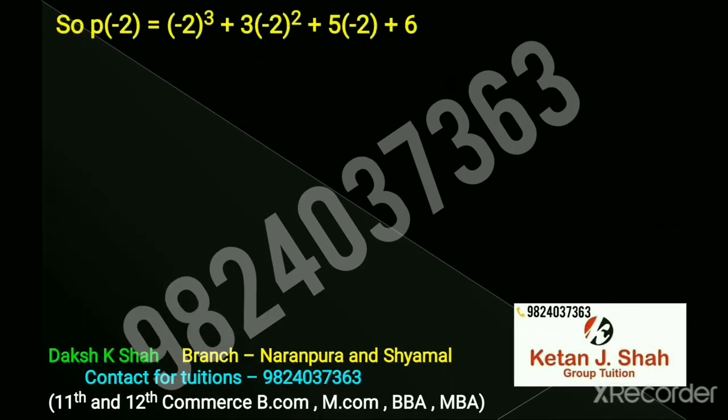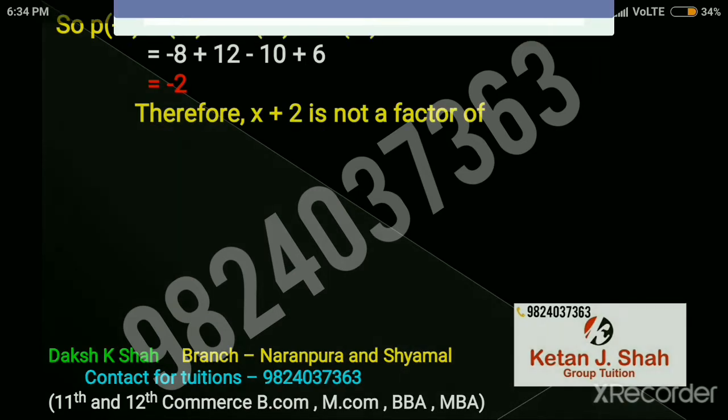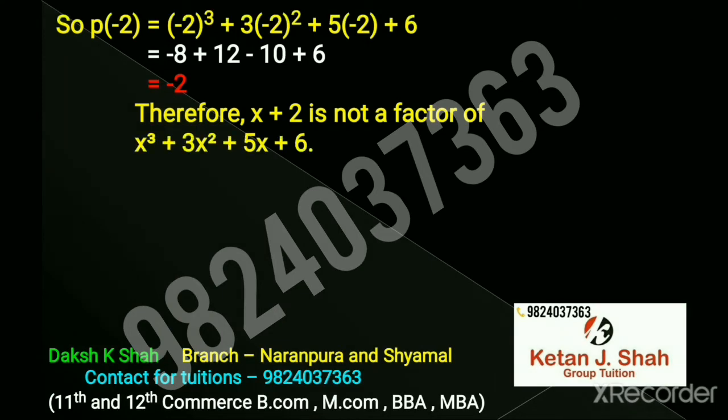Simple. So p of minus 2 equals minus 2 whole cube plus 3 into minus 2 square plus 5 into minus 2 plus 6. This is for the first polynomial. That equals minus 8 plus 12 minus 10 plus 6, so it will be 0 or minus 2 as computed here. Therefore, x plus 2 is not a factor of x cube plus 3x square plus 5x plus 6.